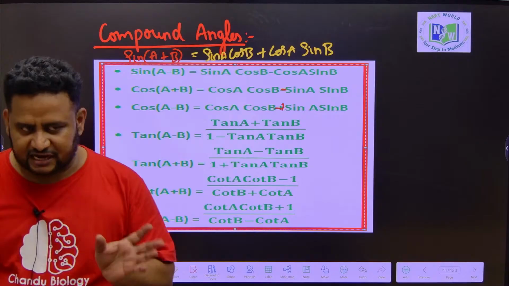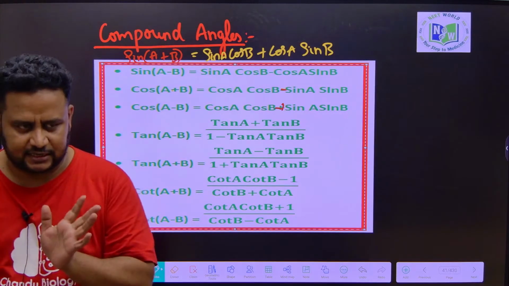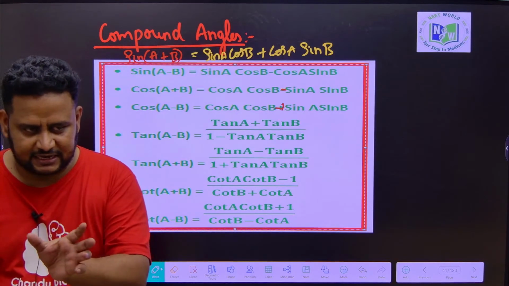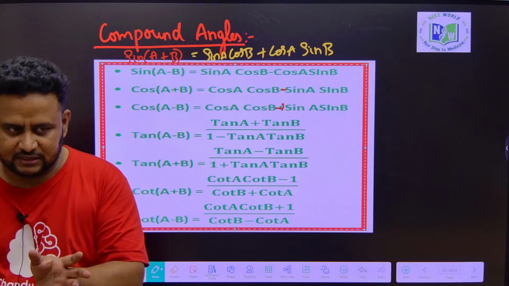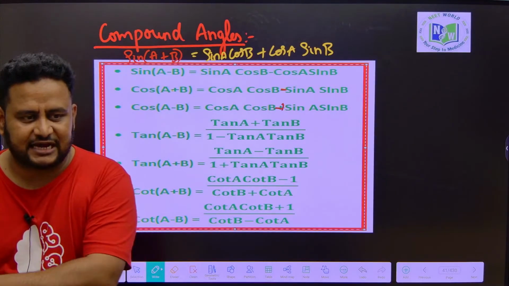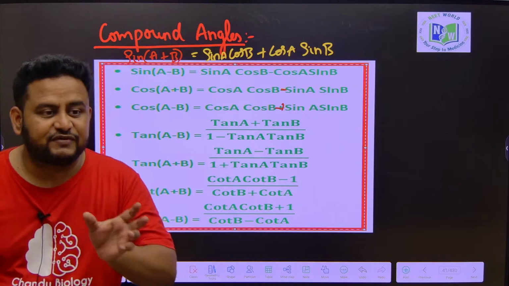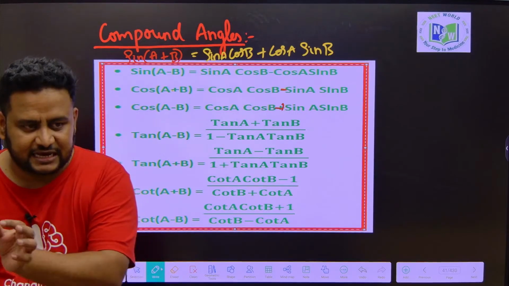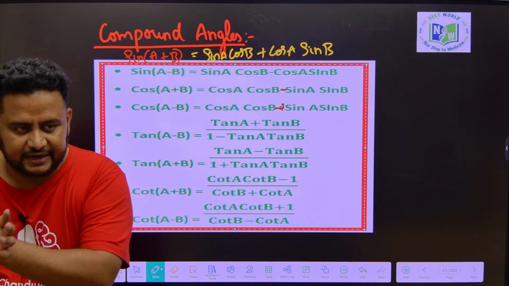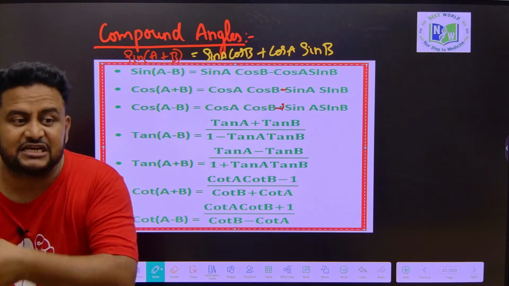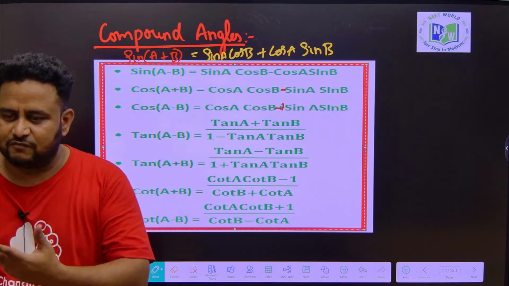Tan of A plus B is tan A plus tan B, write it as it is. Separate A and B and write it as tan A plus tan B. In the denominator you write 1 minus tan A tan B. If it is tan of A minus B, separate and write it along with minus: tan A minus tan B divided by 1 plus tan A tan B. What is it? 1 plus.